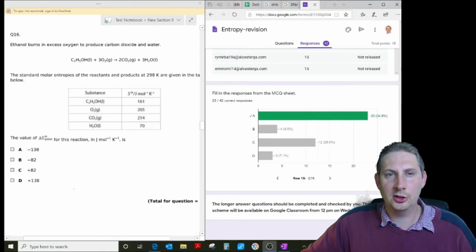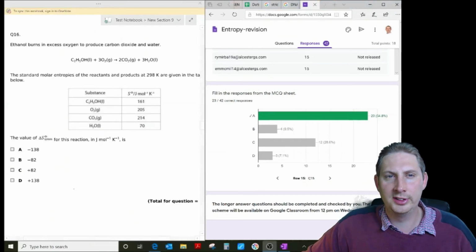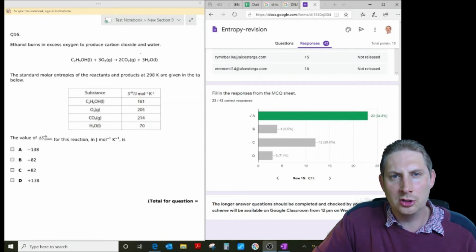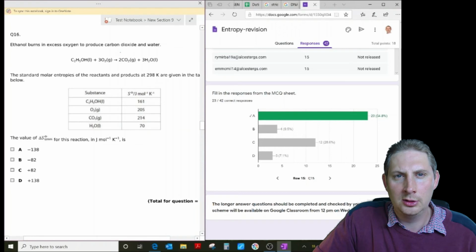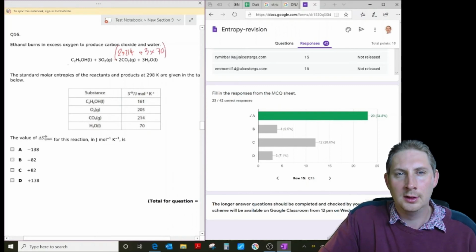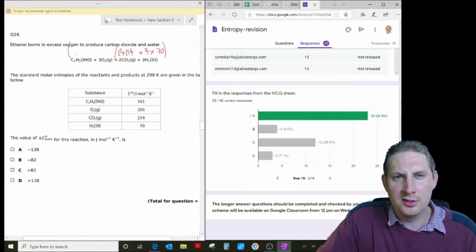Ethanol burns in excess oxygen to produce carbon dioxide and water. Standard molar entropies. Calculate delta S system. Should not have presented a problem to you. 2 times 214 plus 3 times H2O, 70. And over here we've got 161 plus 3 times 205. So it's this number minus this number.